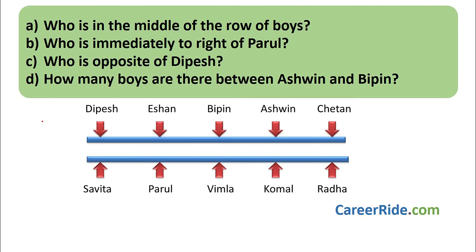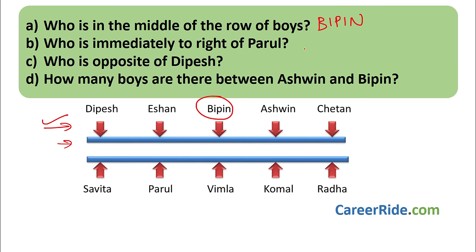Now this is our seating arrangement, a good quality diagram, so it would be easier for you to see and understand. We have already derived the seating arrangement. This is just a better version of it, drawn nicely and colorful. So let us solve the questions. First question is, who is in the middle of the row of boys? Bipin. So answer is Bipin.